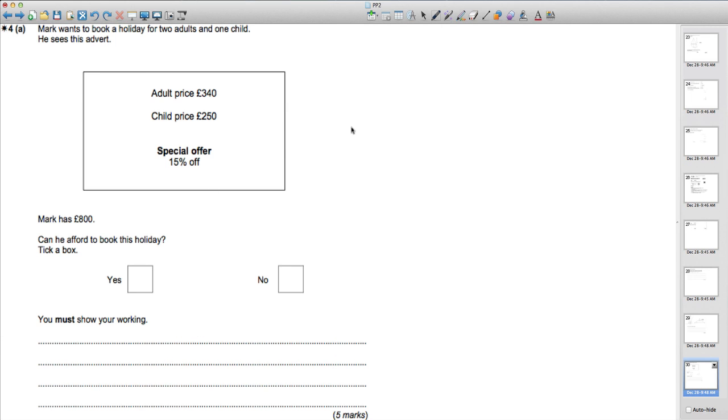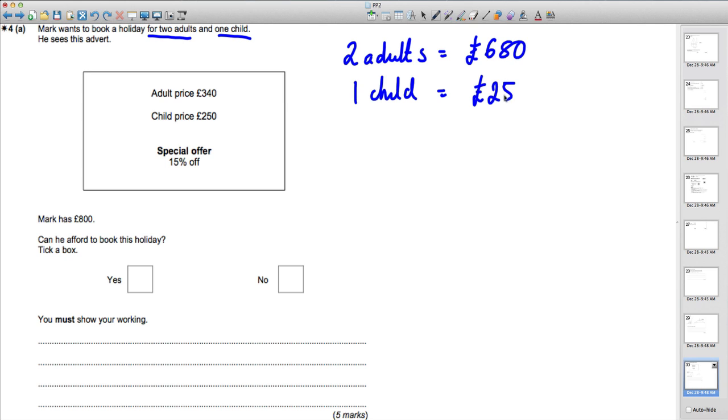Question 4. Mark wants to book a holiday for 2 adults and 1 child. He sees this advert. He has £800. Can he afford to book the holiday? Tick yes or no, show your working. Right, so he wants to book for 2 adults and 1 child. 2 adults would equal 2 times this, which is £680. 1 child, well that's 250. If you add those together, you get £930.